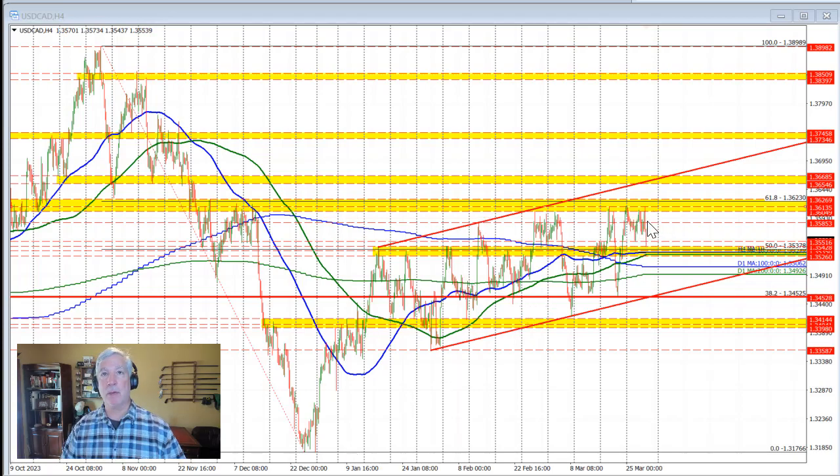This is the 4-hour chart, by the way. So the price is finding some support against a cluster of different target levels, including the 50% midpoint of the move down from this high to this low right through here. That 50% retracement comes in at 1.35378. Also in play is a cluster of moving averages, including the 200 bar moving average on the 4-hour chart.